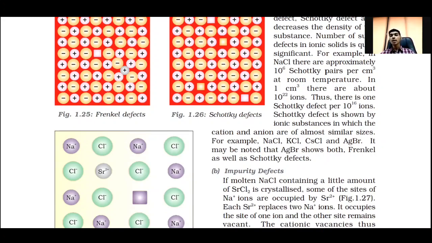Okay, so here, for example, NaCl, KCl, CsCl and AgBr, and we can see that AgBr is in both Frenkel as well as Schottky defect. So it is an exceptional case. Otherwise, both the defects in all the compounds are not possible. Okay, so it may be noted that AgBr shows both Frenkel as well as Schottky defect.